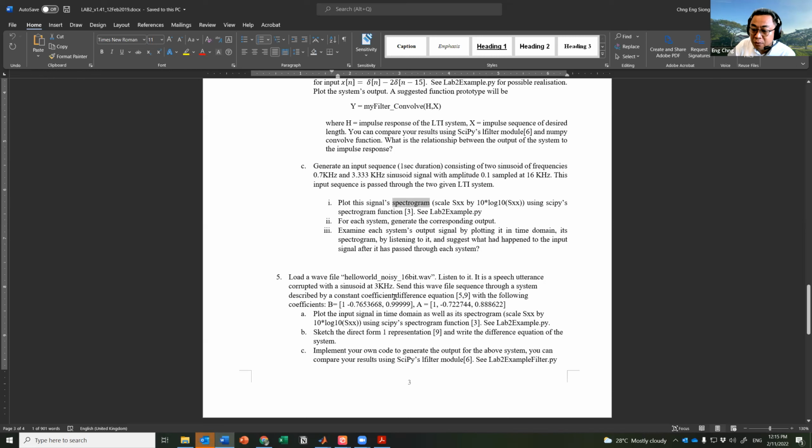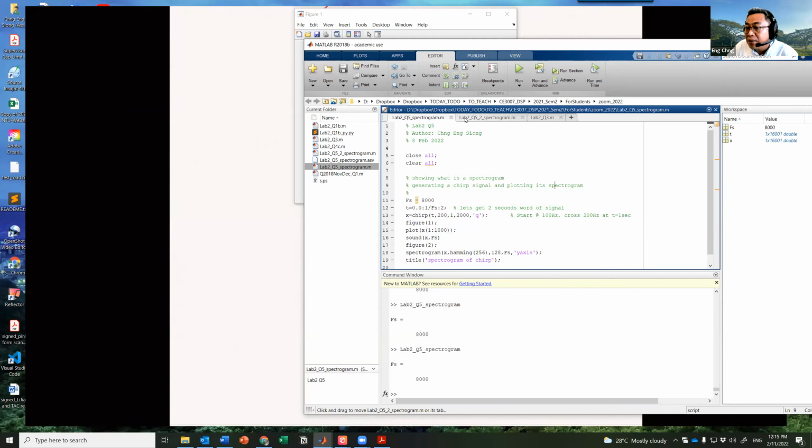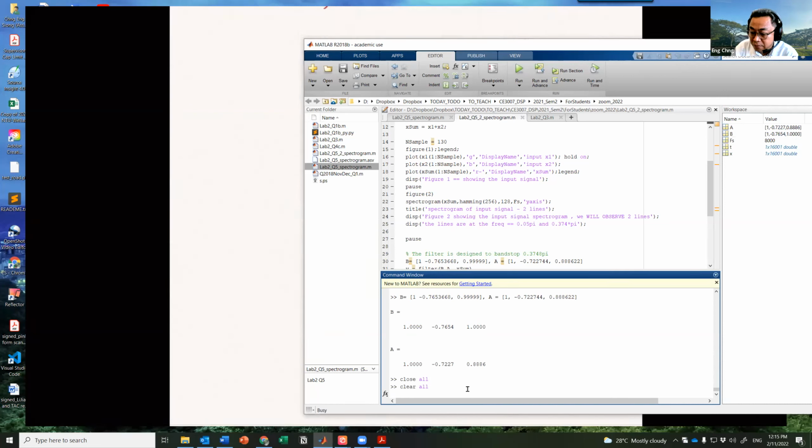So my last part of the question is this. I have a B and A, okay? And I'm going to show you what is the B and A first, which is like 5 and 2. So I will set B and A first. Okay, I close all, clear all. I set B and A first. And then I do filter tool, B and A.